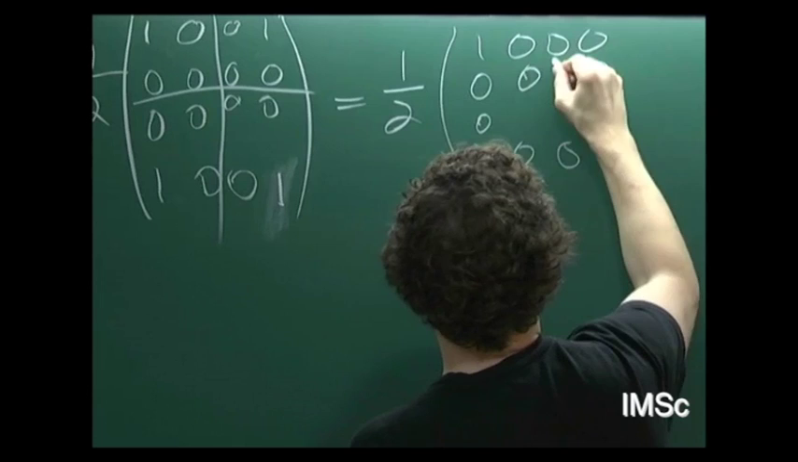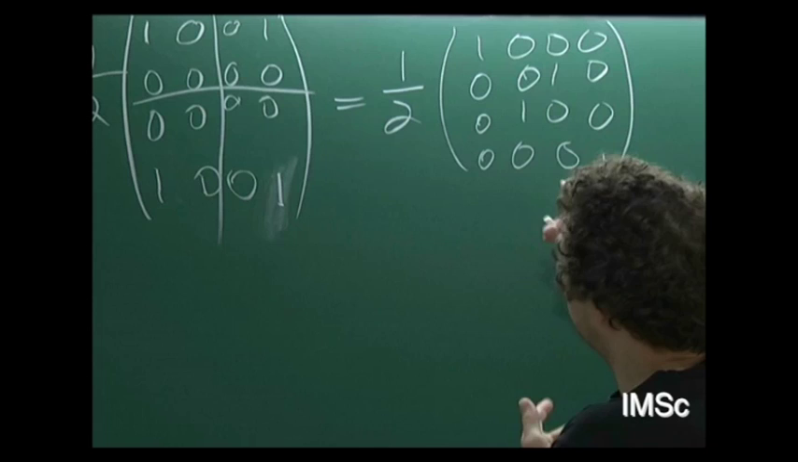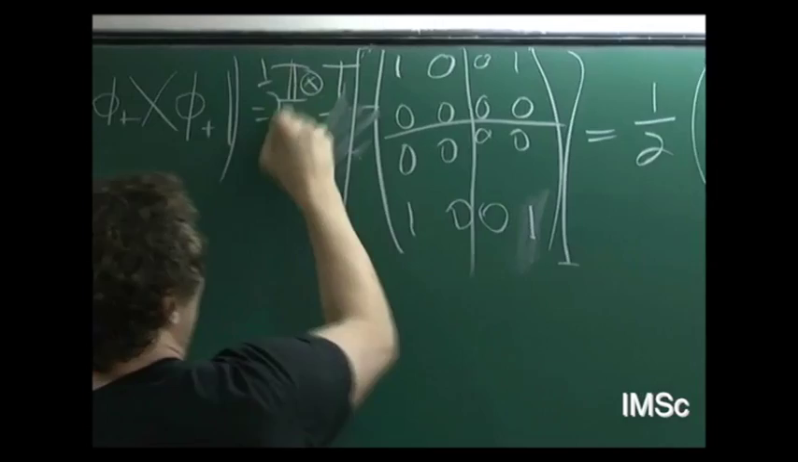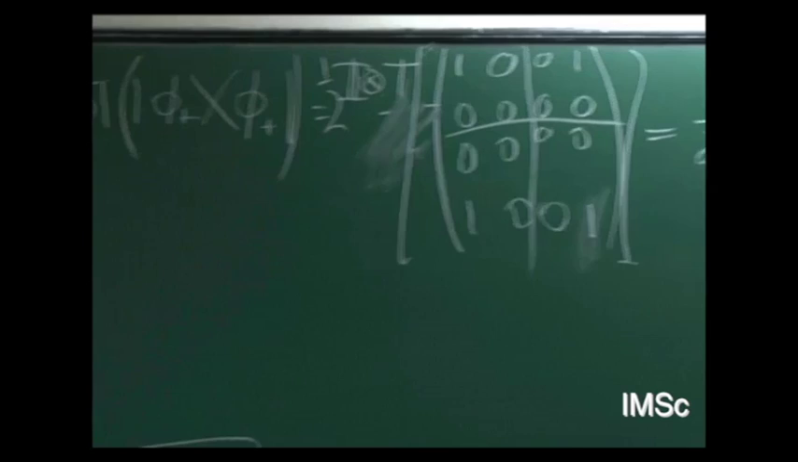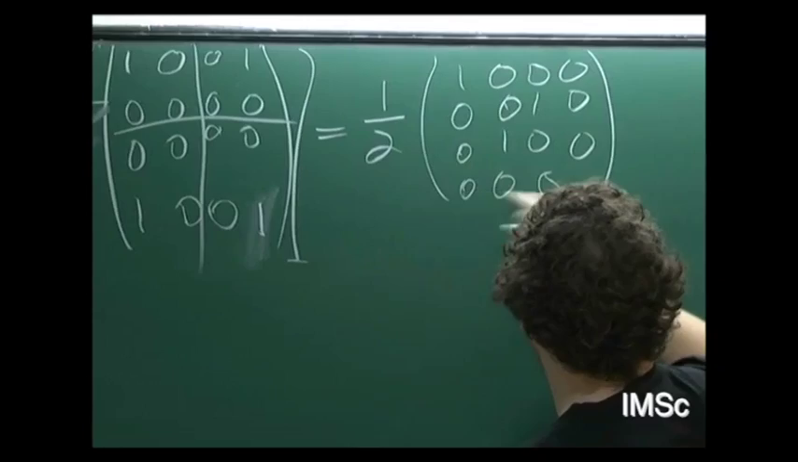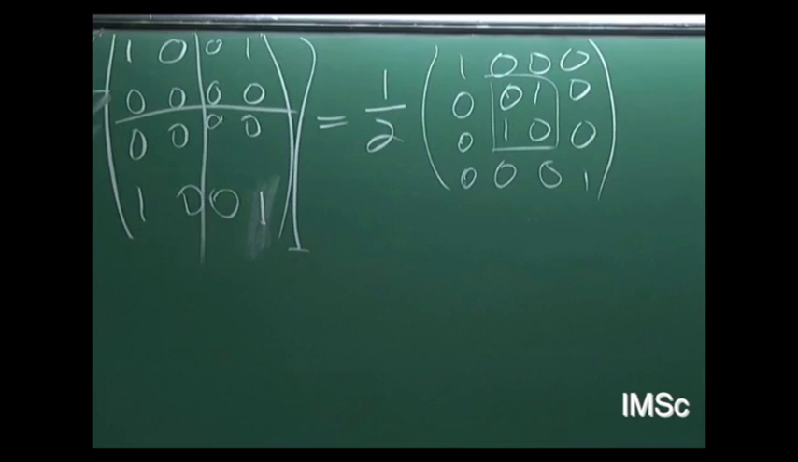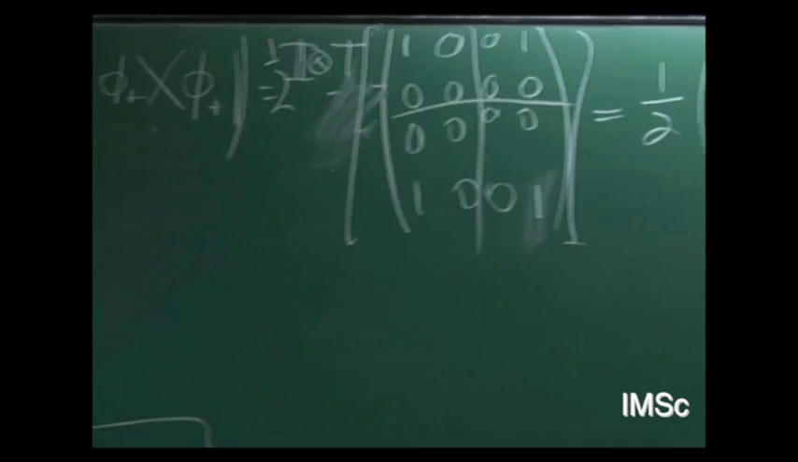Then something interesting happens. We apply a partial transpose to this projector onto a maximally entangled state, and we get something which on this block out here is just the identity. But in here, if you look at this block, that's just X, and X has both positive and negative eigenvalues. So if we take this pure maximally entangled state and do a partial transpose, we get something that's not positive anymore.